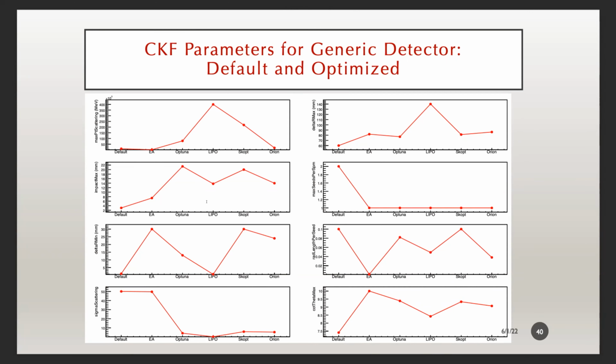Suppose EA is trying to give a very small value to the max PT scattering, but at the same time it's trying to give a very high value to the sigma scattering. While the LiPo is giving a very high value to the max PT scattering, but a very small value to the sigma scattering. So it's basically trying to find local minima, so these two parameters are interrelated. If you increase one, you decrease another, you will get high efficiency. So this is how they are trading off between different parameters.